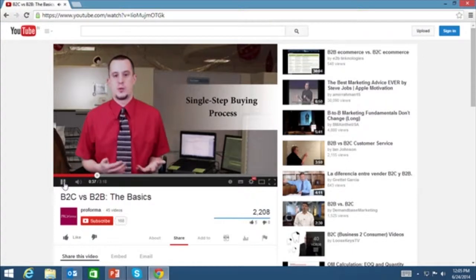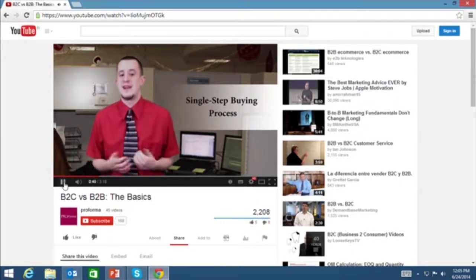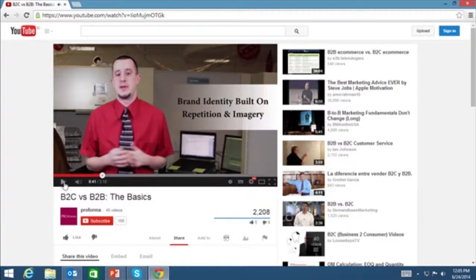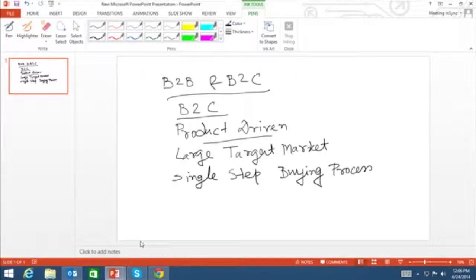Now the next thing after the single step buying process, which he will explain, is brand identity built on repetition and imagery. What does it mean? The next important point is branding. Why is branding so important? Why do we visit Woodlands multiple times? It's not that the product is always better. It's about the brand. In B2C, brand does matter. Design does matter. So how does a brand become popular?